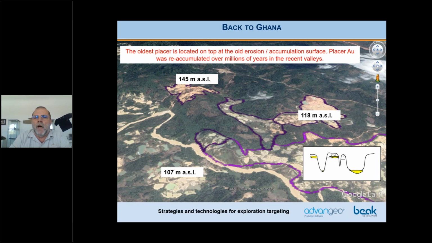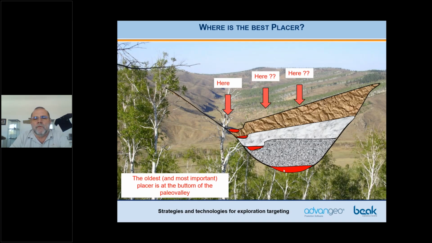Now the big question is how to locate these placers here on top. And this is a question we may discuss a bit later. But as the gold has been accumulated from this placer to this placer and from this placer to this placer, the best placer might be the youngest one. And here the best placer is the oldest one.